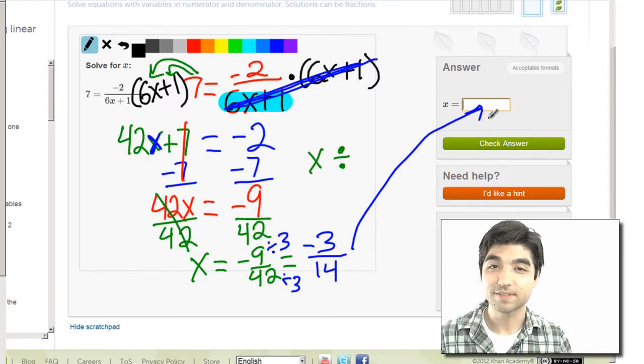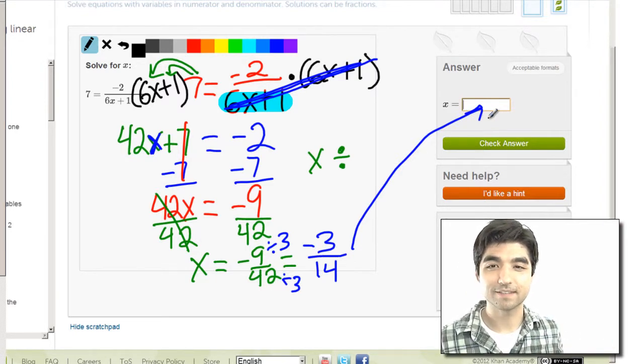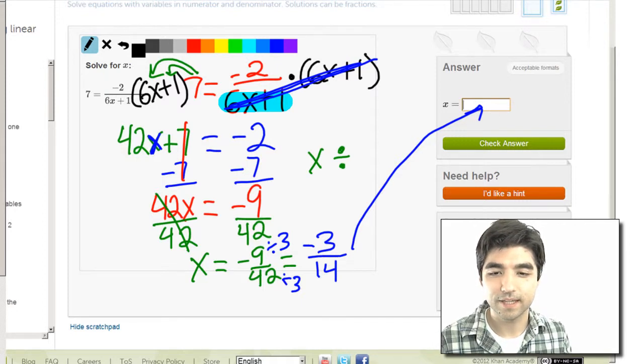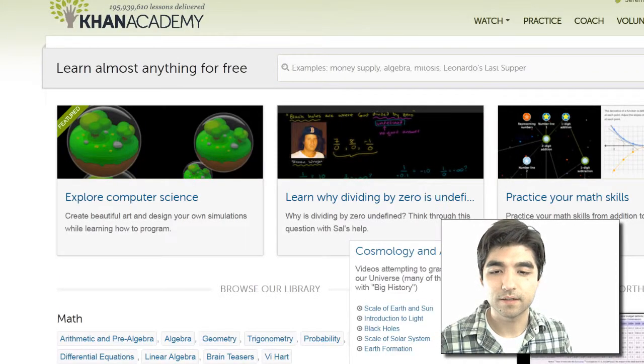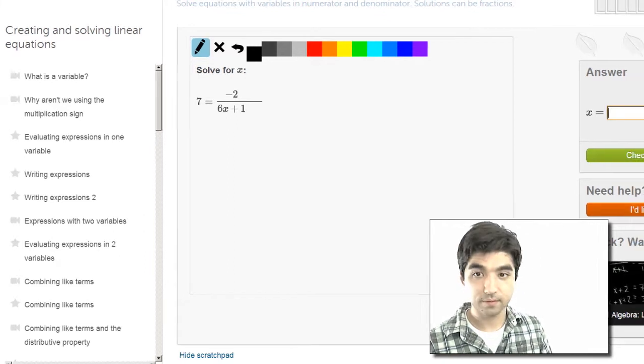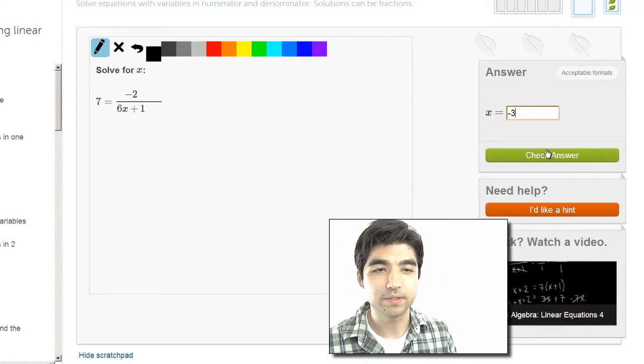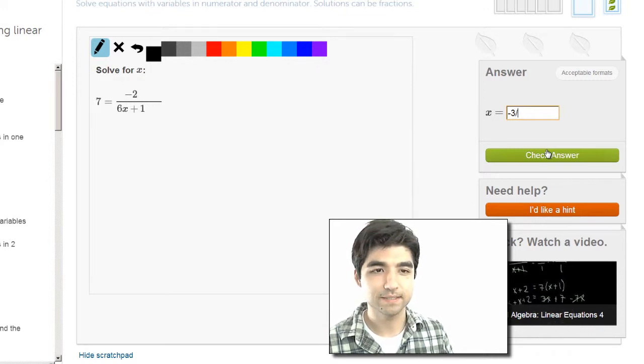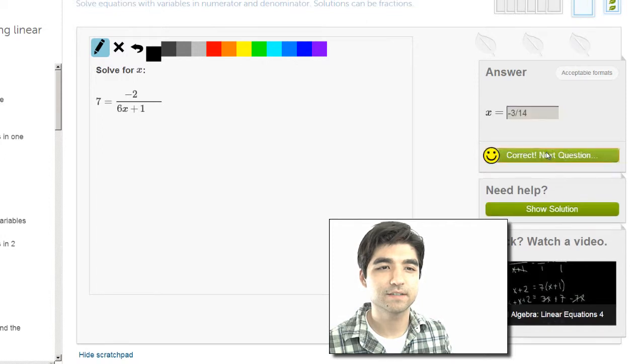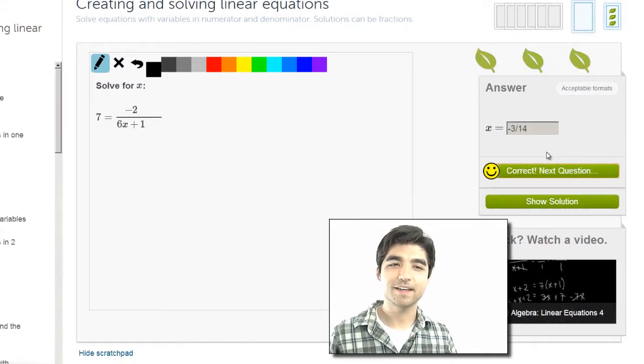You're definitely going to need some scratch paper for this lesson. So let me put that in the box for this one. Negative 3. And then on the keyboard, you just hit the backspace, and then you put 14. Then you check the answer, and it's right. Yay!